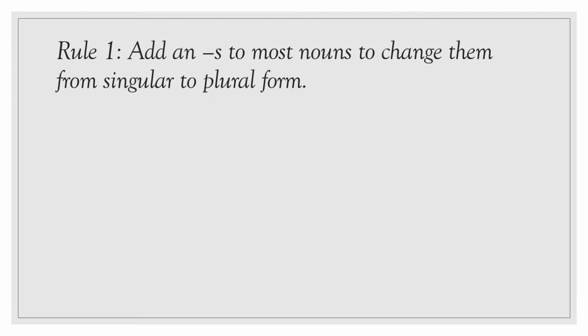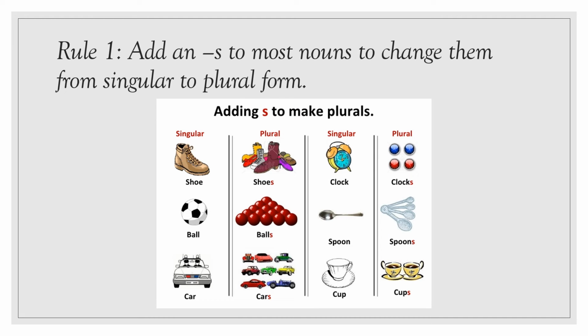Okay, so we go back to rule 1, which says that for most of the nouns we simply add an S to change it from singular to plural. For example, cup, you just add an S, it would be cups. Or shoe, shoes. Or spoon, spoons. So here you simply just add an S to change it into plural form.